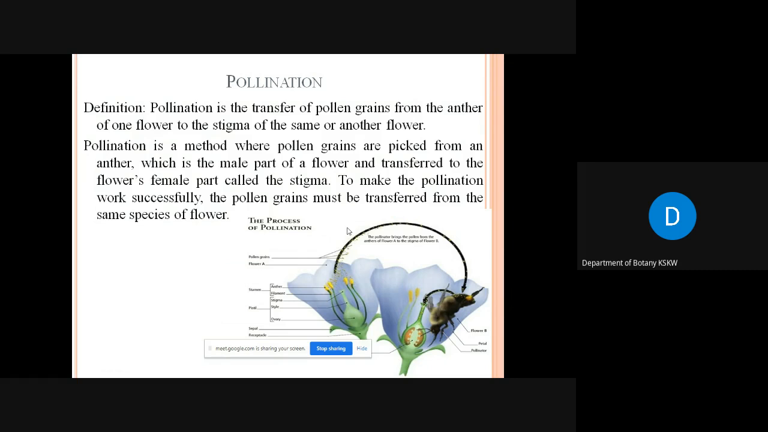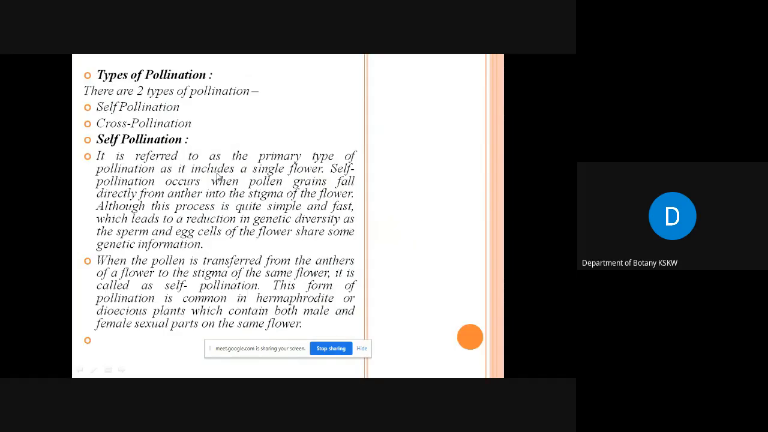To ensure that the pollination works successfully, the pollen grain must be transferred from the flower of the same species to another flower of the same species. Pollination has two types: self-pollination and cross-pollination. Self-pollination is the primary type, and it includes a single flower.